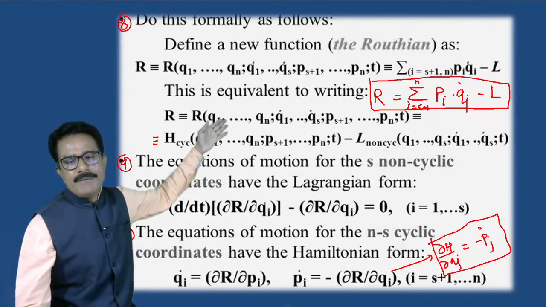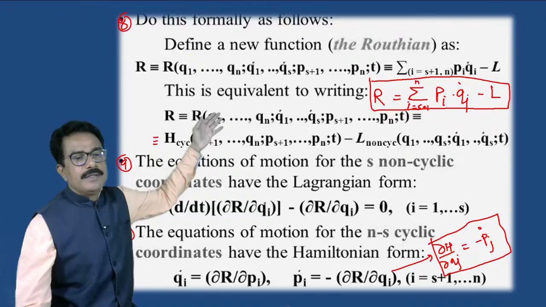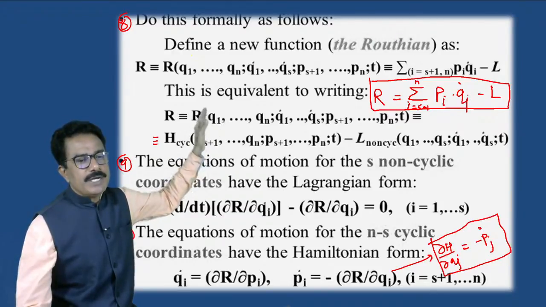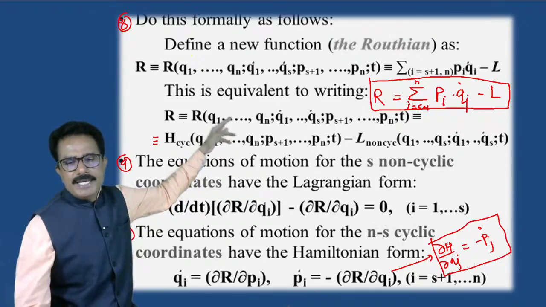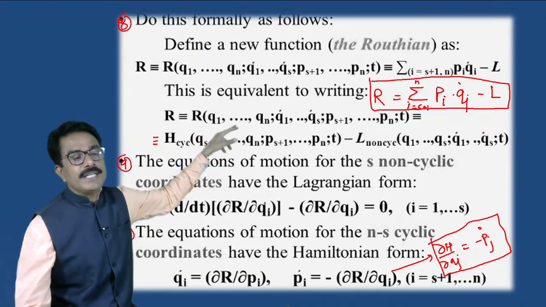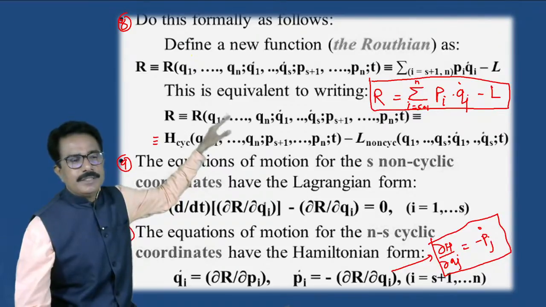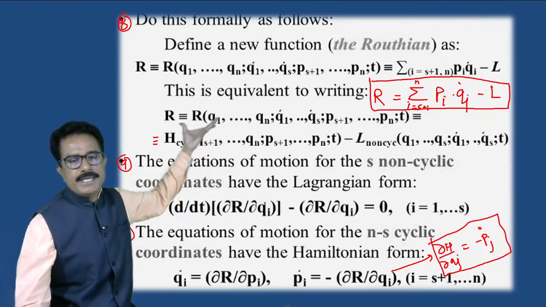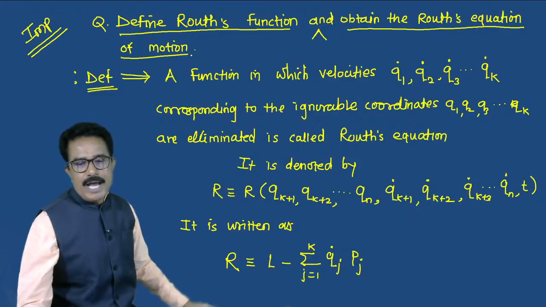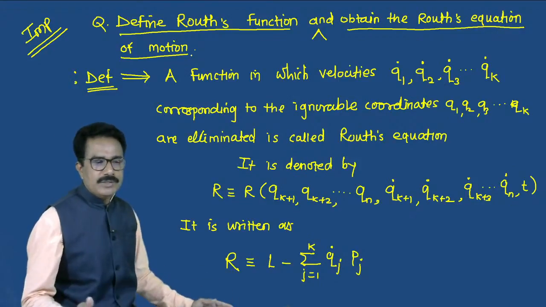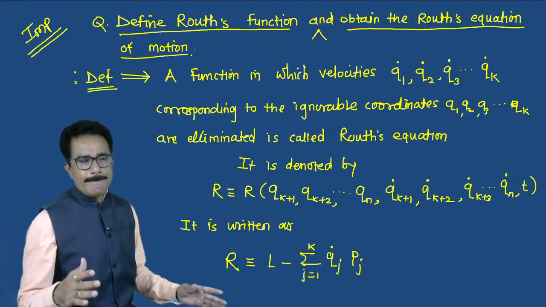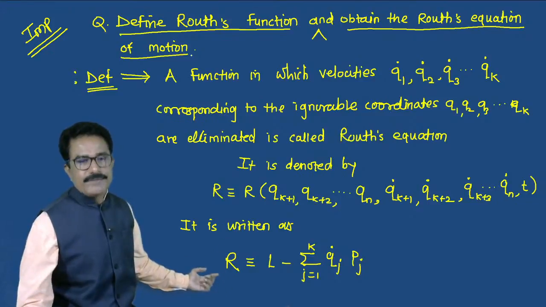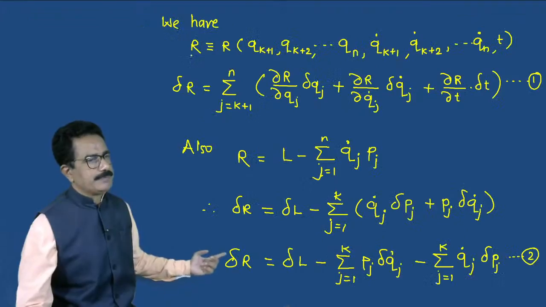This definition is written in a slightly different way. R is equal to L minus the summation of pj into qj dot. This is another way of defining the Routh function. We can define it in this way also: R is equal to L, the Lagrangian, from which the terms j equals 1 to k are ignored, removed. So we get another function. That function is a Routh function.